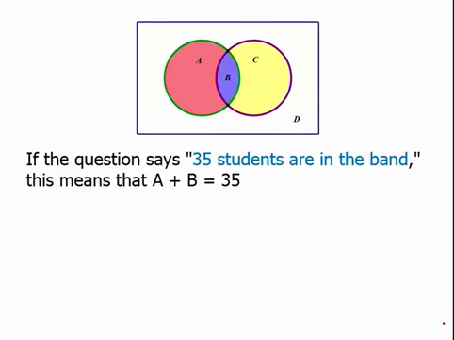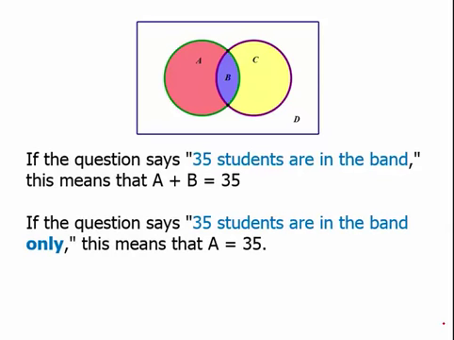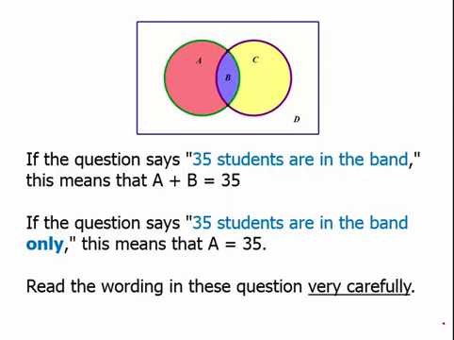But if we change the wording slightly, and say 35 students are in the band only, well, this means that A equals 35. Now we're talking about the students that are not included in the purple circle. They're only in the green circle. And so that's region A alone. So it's very important to be extremely careful when you read the wording of these questions, because subtle changes in the wording can mean profound mathematical consequences.